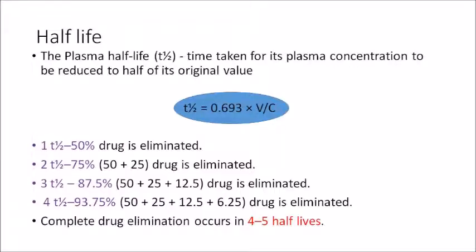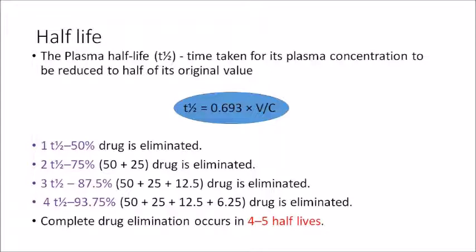Coming to our last and very important topic, half-life. Half-life, it is clear from the term itself. Plasma half-life is the time taken for the plasma concentration to become halved, to become half of its original value. There is a formula for plasma half-life. It is 0.693 into V by C, where V is the volume of distribution and C is the clearance.